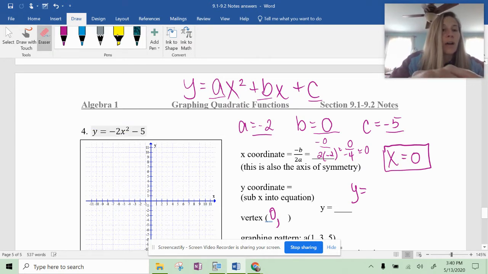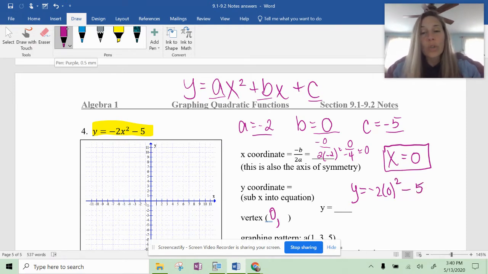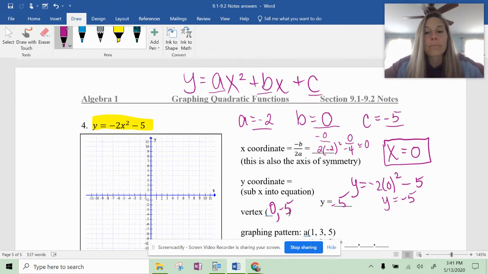So then we're just going to plug into the original equation over here a 0 where the x's are. So we'll have y equals -2 times 0 squared minus 5. Whenever you're plugging in a 0, that whole term is basically going to cancel out because it's going to turn to 0. So you end up with just y equals that c value, which in this case is -5. So the vertex is 0, -5.